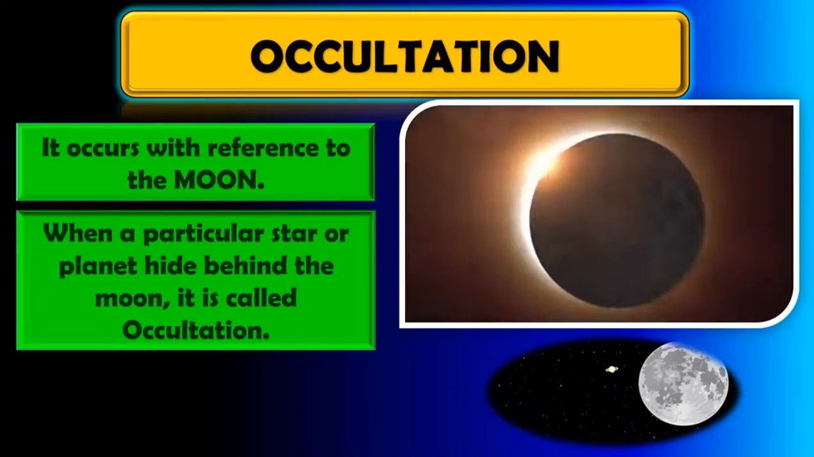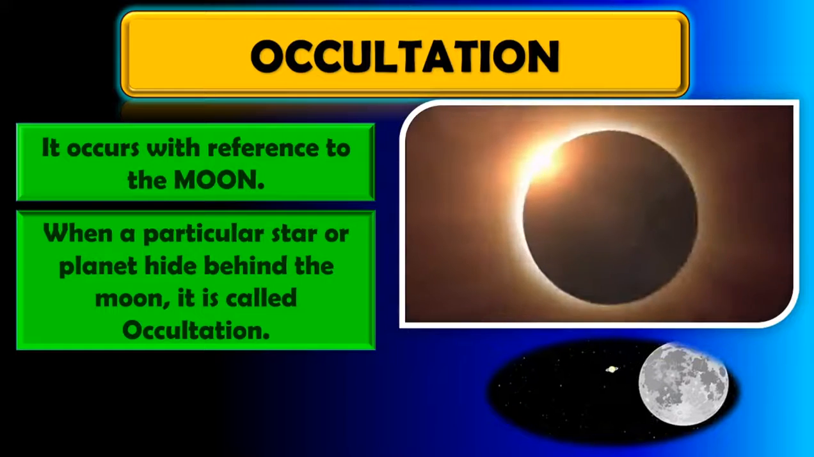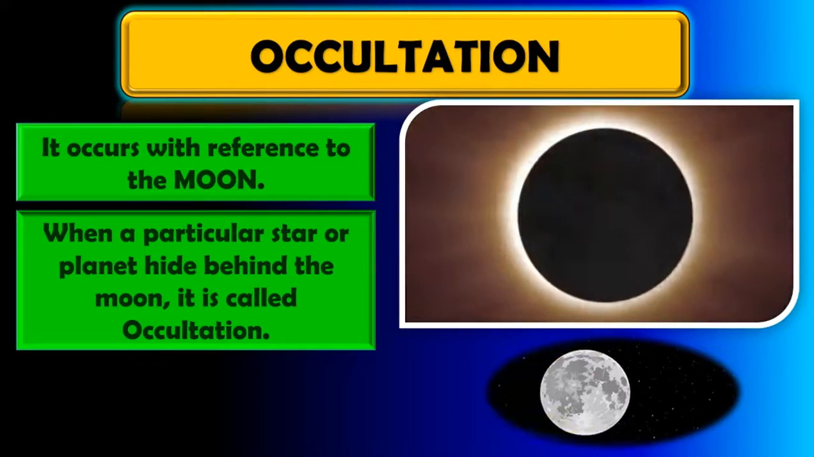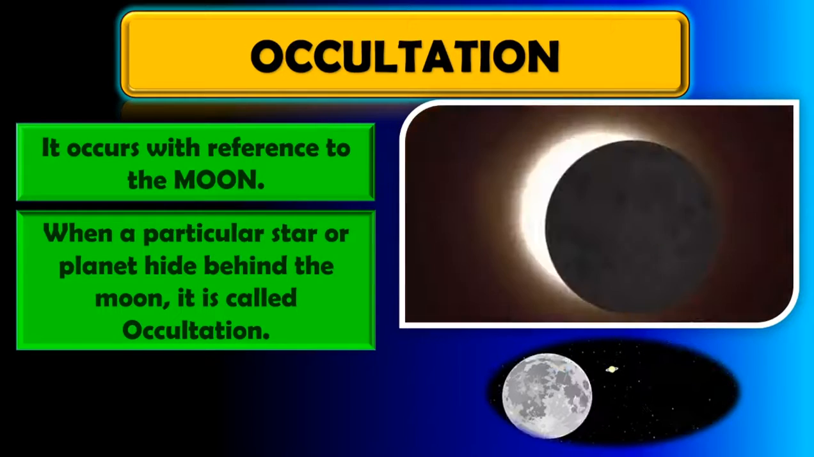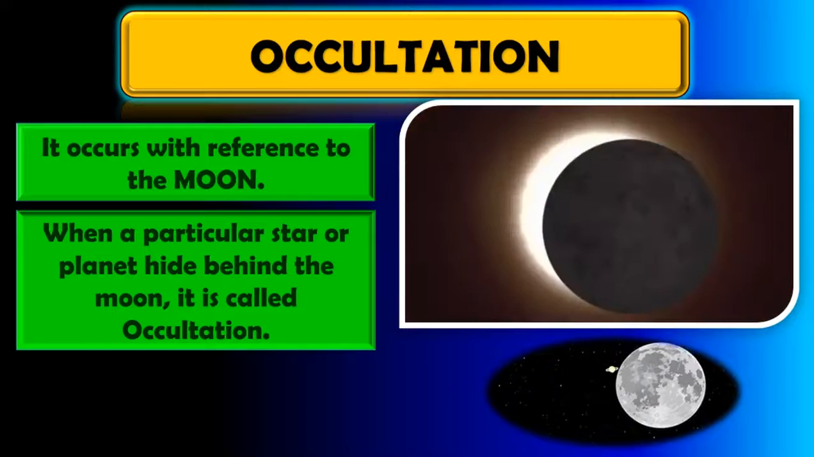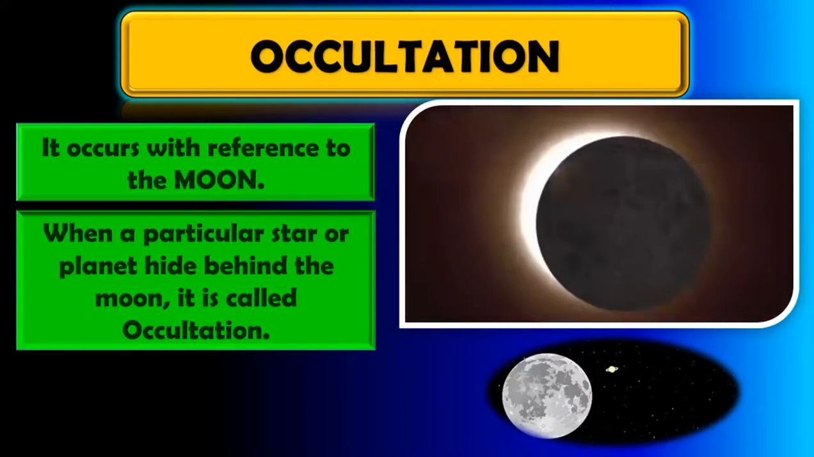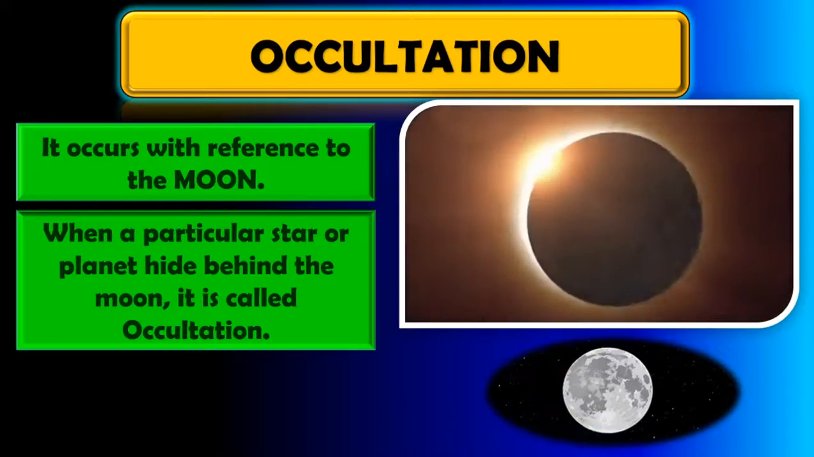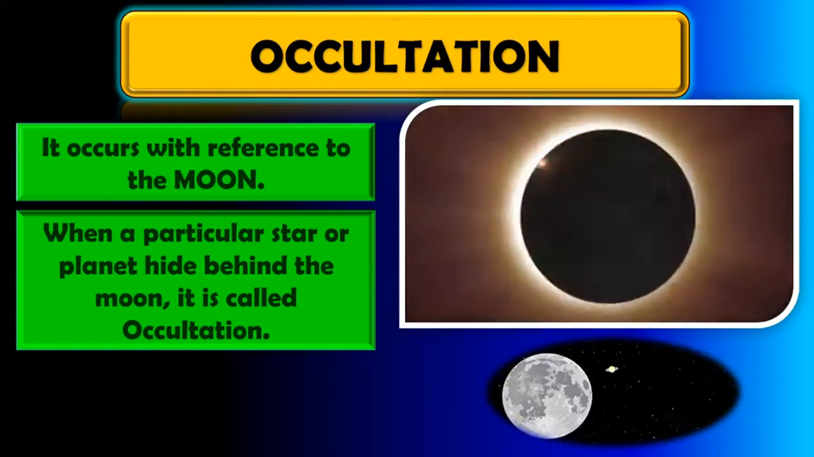The moon revolves around the earth. While doing so, it obscures a star or a planet, and that celestial body appears to hide behind the moon. This is called occultation. The total solar eclipse is actually a kind of occultation. During this, the sun disk gets hidden completely because of the moon.